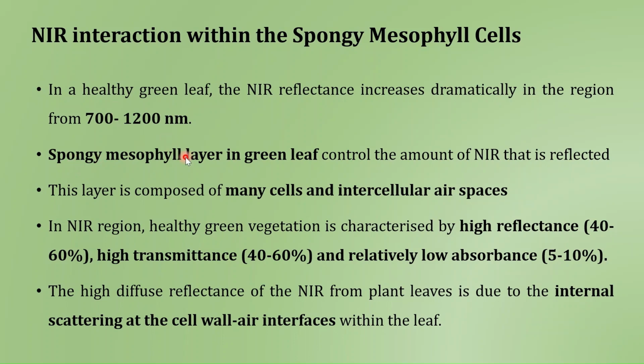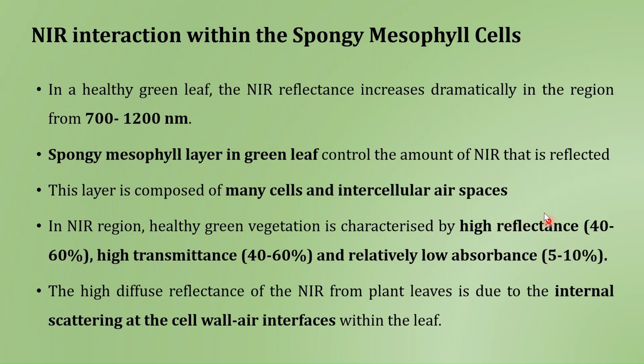The spongy mesophyll layer, which is composed of the cells and the intercellular air spaces, controls the amount of near infrared that is reflected from the vegetation. Normally the healthy green vegetation is characterized by high reflectance, that is 40 to 60%, then high transmittance, that is also 40 to 60%, and very little absorbance. So this is only 5 to 10%.